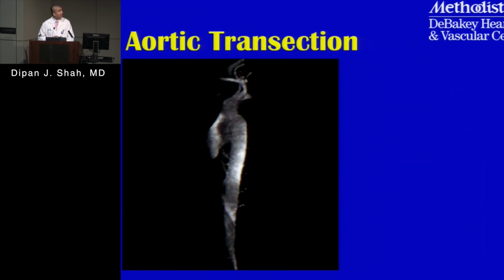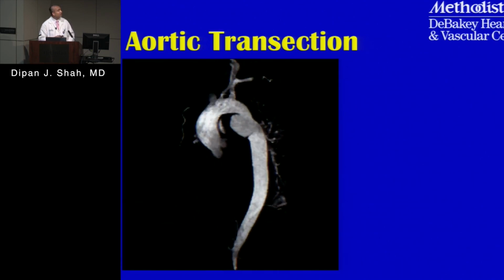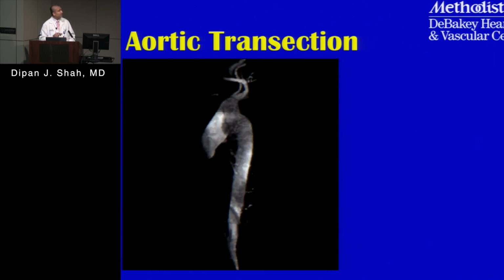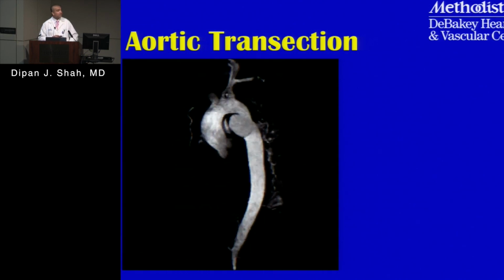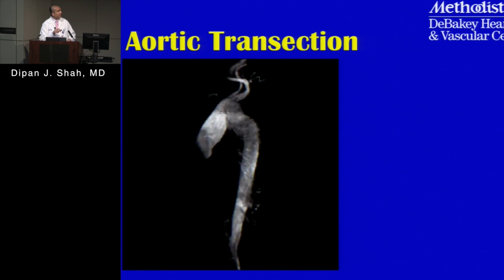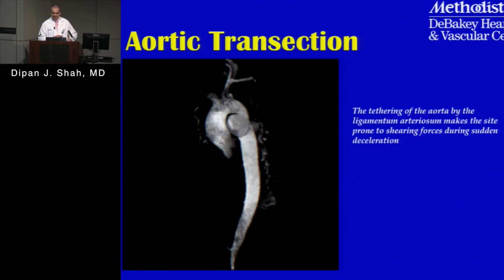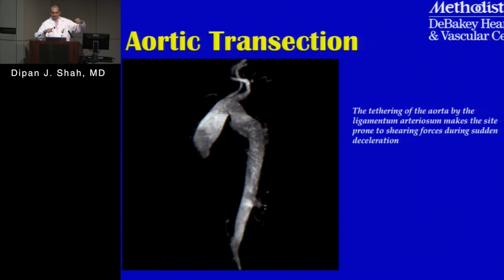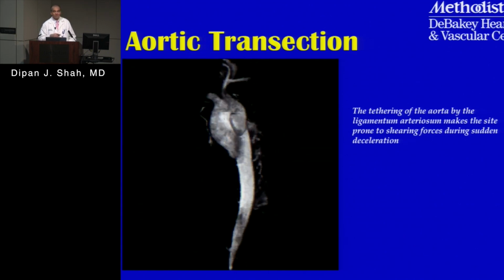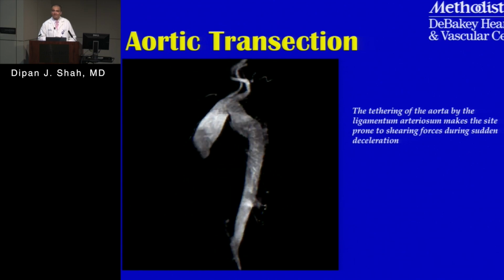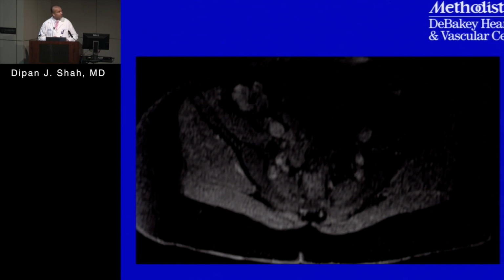Here's an example. This is not one that we're going to see a whole lot here because we're not a trauma center, but this is the classic finding that you see with somebody who comes in having had a motor vehicle accident, and this is an aortic transection, right? Where the aorta, essentially at the area of the ligamentum arteriosum, has been pulled like a shearing injury. That usually occurs from a sudden deceleration injury. Okay, so here's another example.